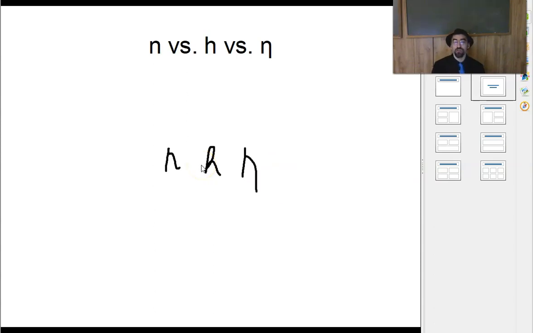N versus H versus eta. Much like the K and the L, lowercase h has a loop. Use that loop to help you. As for distinguishing between lowercase n and an eta, emphasize the tail of the eta and curve the end of your n upward a little bit. Just a little. Give it a tiny little foot here. That way it really won't look like this extended downward tail on the eta.